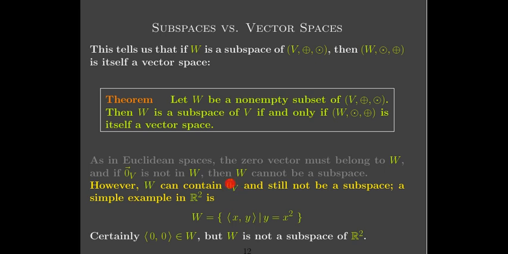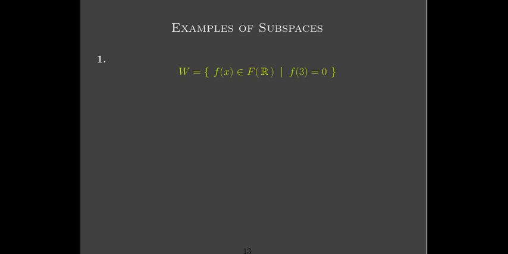But we do know that even if you have the zero vector in a set, that doesn't automatically make it into a subspace. And here's a simple example from Euclidean space R2: the set of ordered pairs where y equals x squared contains (0, 0), but that's not a subspace because you can scale your way out of it, right? (1, 1) belongs to W, but (2, 2) does not belong to W. No, it would be (2, 4).